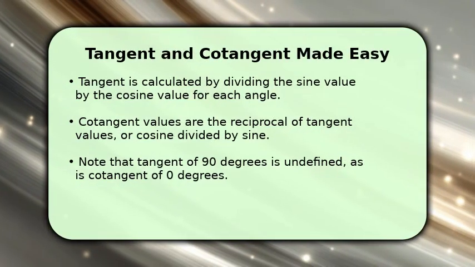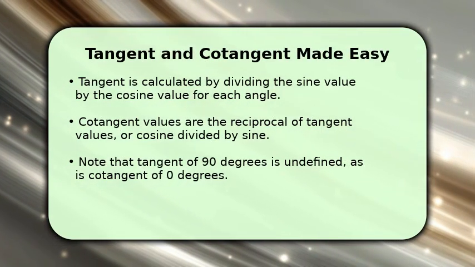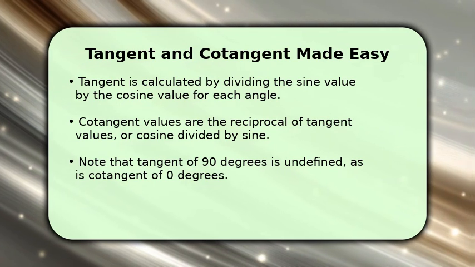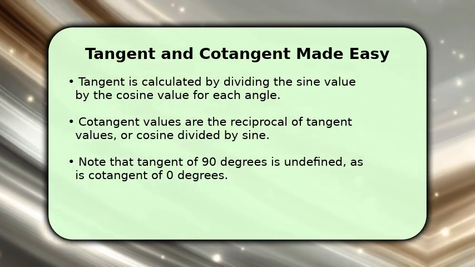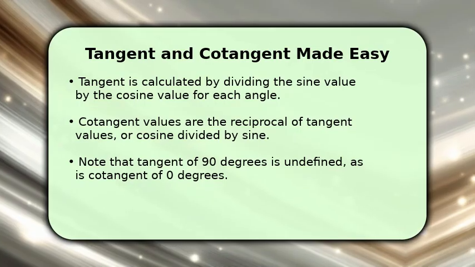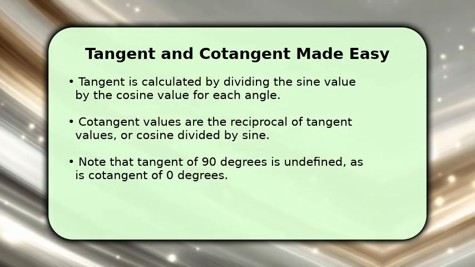Next, we'll tackle tangent and cotangent. Remember that tangent is the sine value divided by the cosine value for each angle. So, simply divide the numbers you've already found. For instance, tangent of 45 degrees is 1.